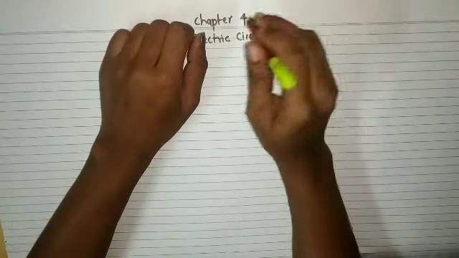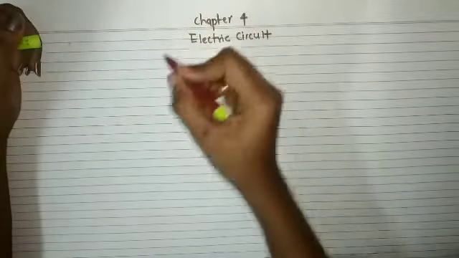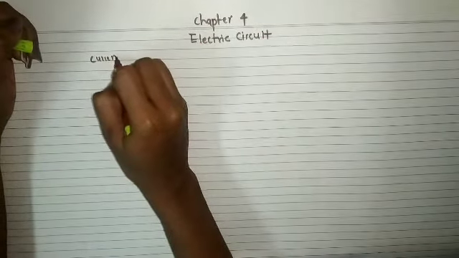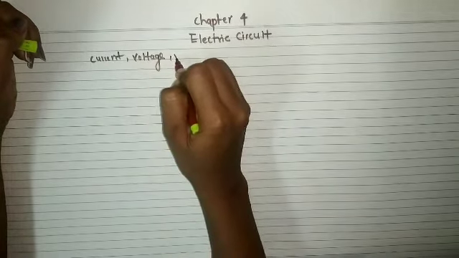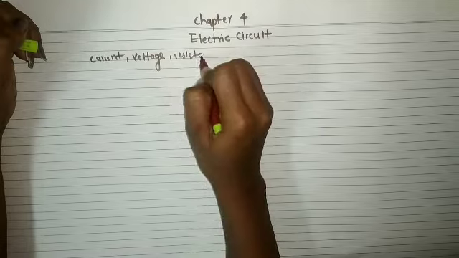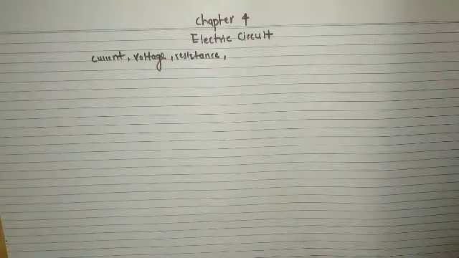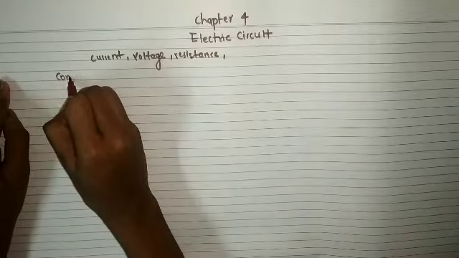So we'll start with the basic concept. In electrical, we'll start with the basic concepts like what is current, voltage, resistance. Okay, so we'll see this. So first we'll see what is conductor.